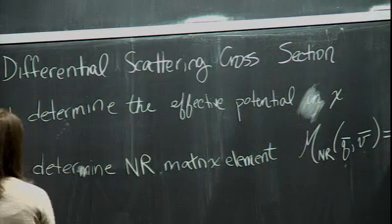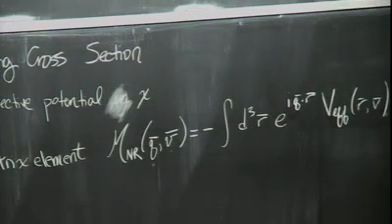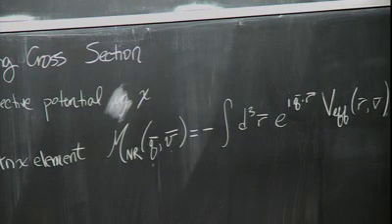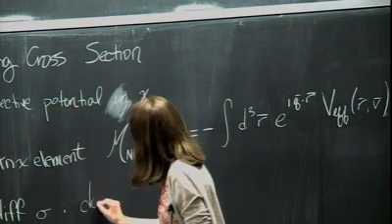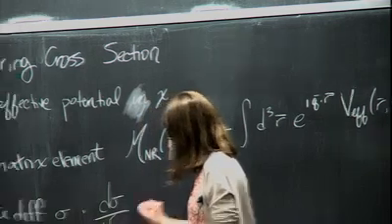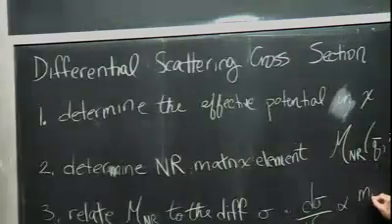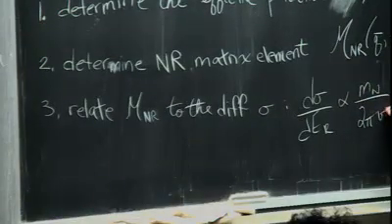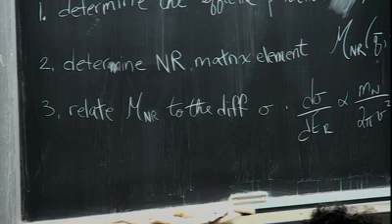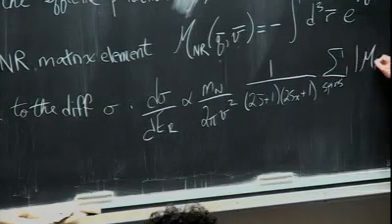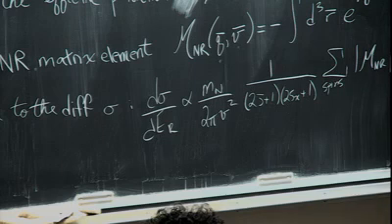And then the last step is to relate the non-relativistic matrix element to the differential cross-section. And that just comes from the following. So again, this essentially boils down to using non-relativistic scattering to explain the interactions of the dark matter with the nucleus.